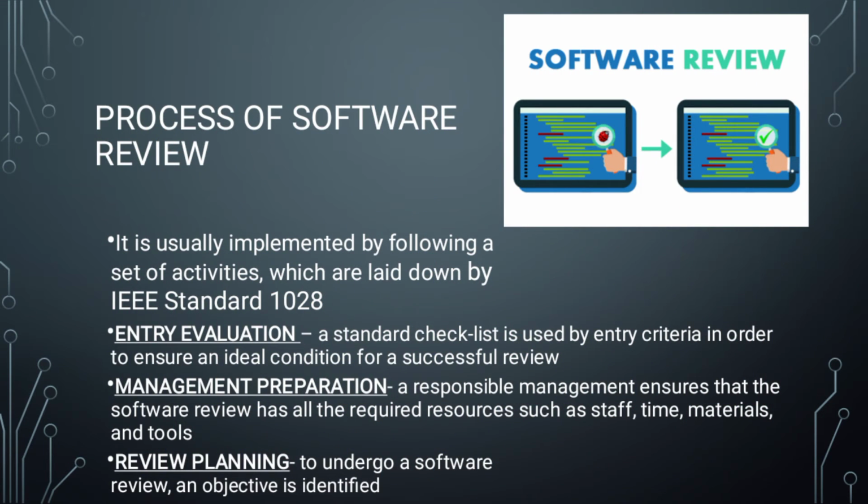So let us proceed to the process of software review. It is usually implemented by following a set of activities which are laid down by IEEE Standard 1028. All the steps are extremely important and need to be followed rigorously, as skipping even a single step can lead to complications with the development process, which can further affect the quality of the end product.